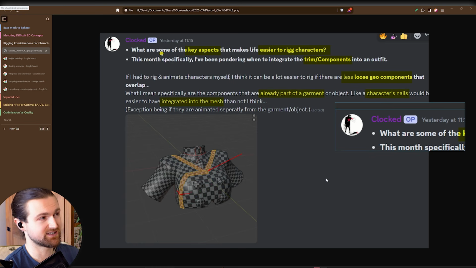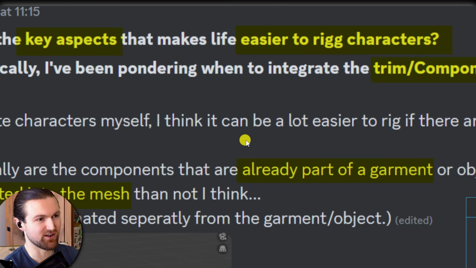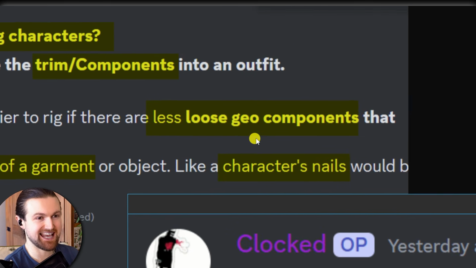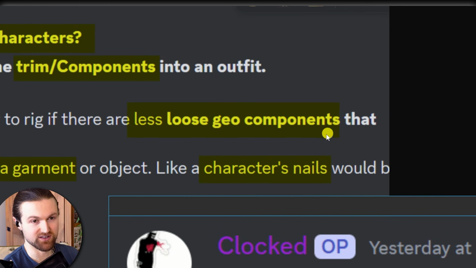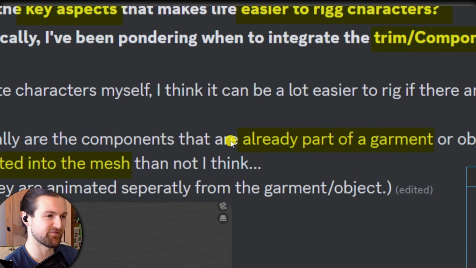So the next question is from Clocked, and it's a really good one based on rigging a character and how to integrate things like trims and loose geometry on a component. It's an advanced one, but it's also very good because it's thinking about the full production chain for characters. If they had to rig and animate the character themselves, it's easy to rig if there are fewer loose geometry components. That's definitely true, but we also lose a little bit of trim functionality.